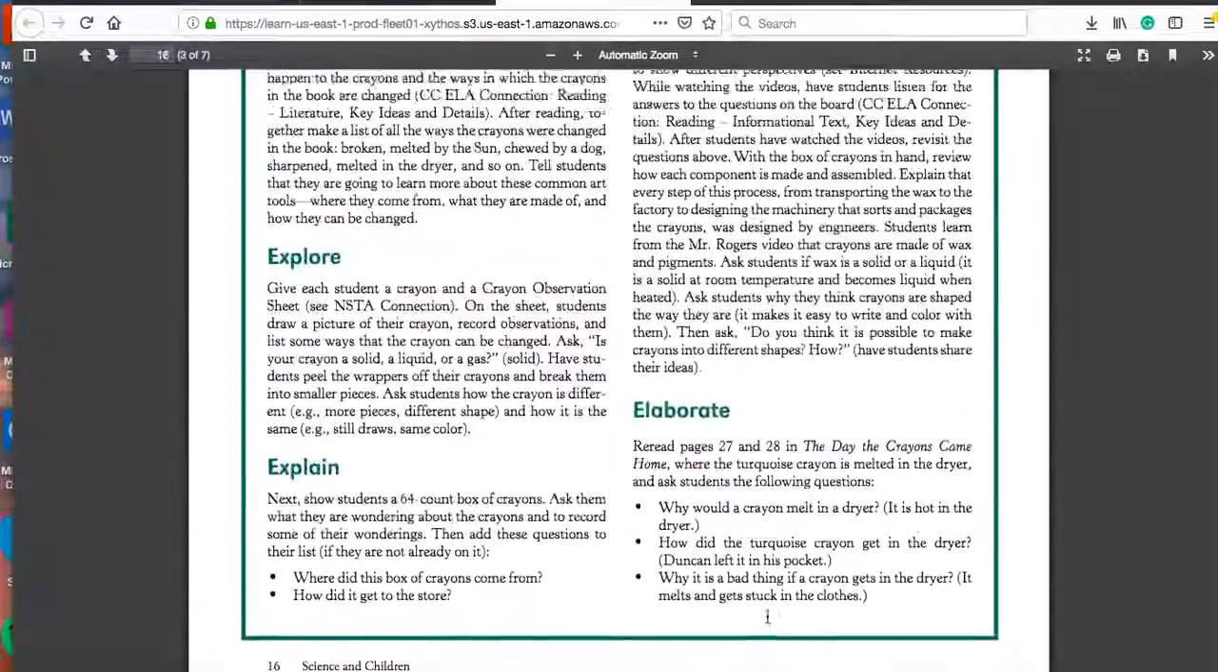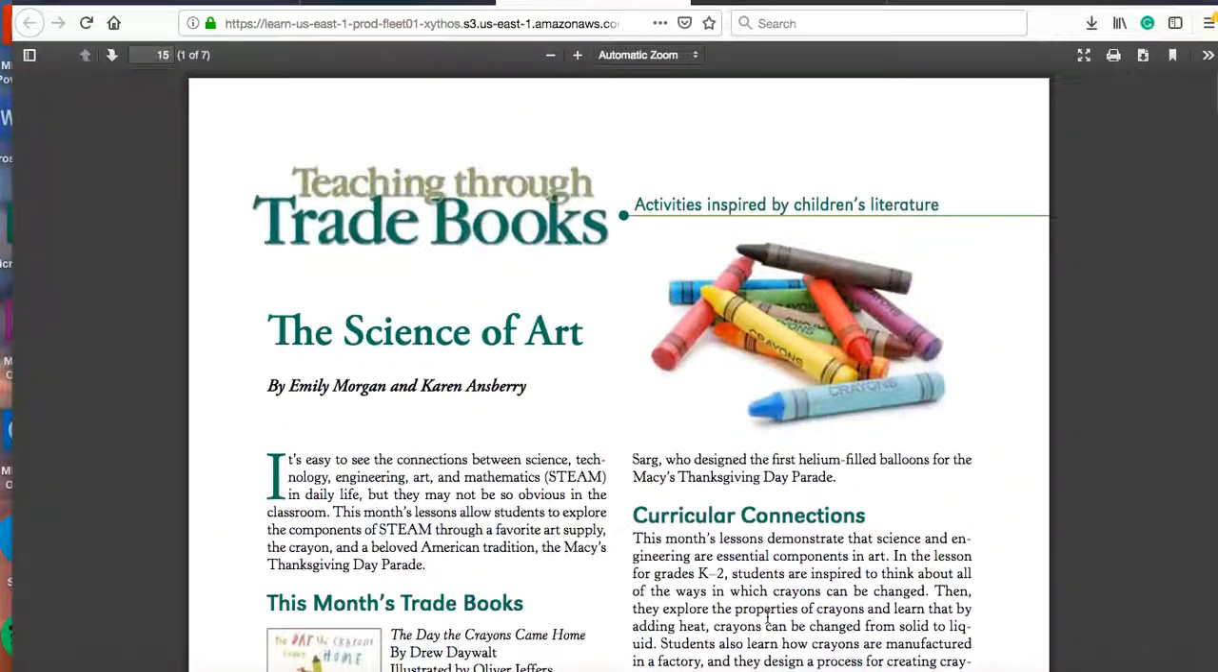So that was the lesson that I chose, and I really suggest that this lesson be used to teach science because it also integrates art, and it'd be really fun, especially for kindergarten through second grade.